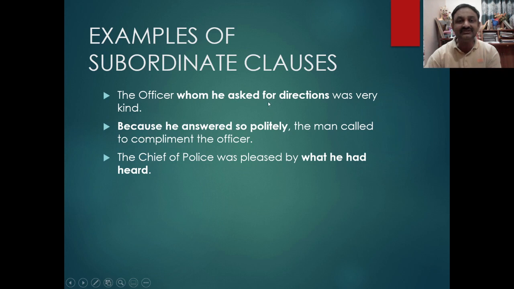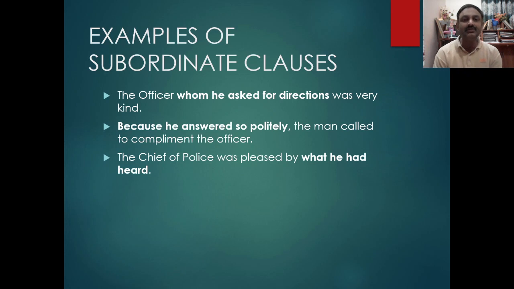The sentences which are written in bold letters are the subordinate clauses because they cannot stand alone on their own. So they need some assistance. That's why the assistance is given by the other words like the officer, was, very, and kind. So if we read this sentence in one go, we will find this: The officer whom he asked for directions was very kind.